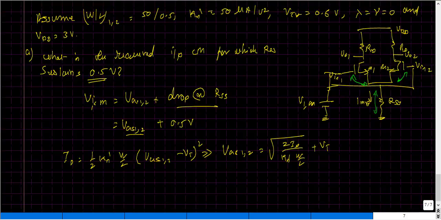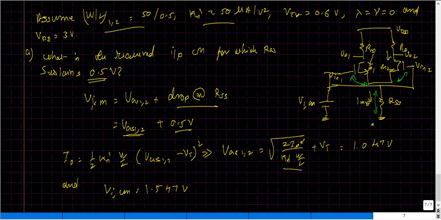So since the tail current is 1 milliampere, the current through each of these branches would obviously be half of it, which is nothing but 0.5 milliampere, and that would lead to a value of 1.47 volt. And so once I get the value of VGS, I can get the value of VICM, which is VGS2 plus 0.5, and that would lead to 1.547 volt.